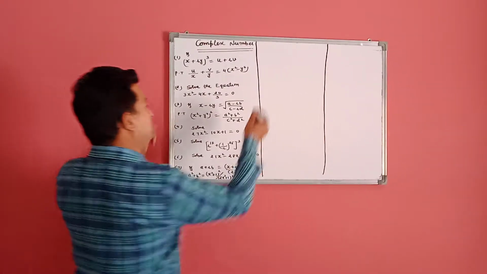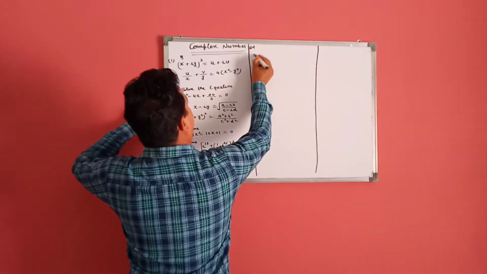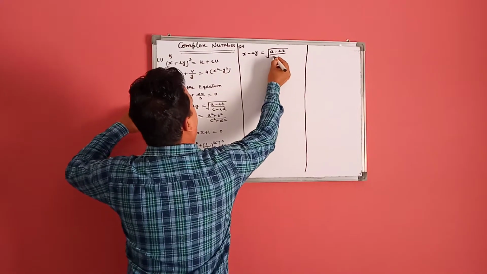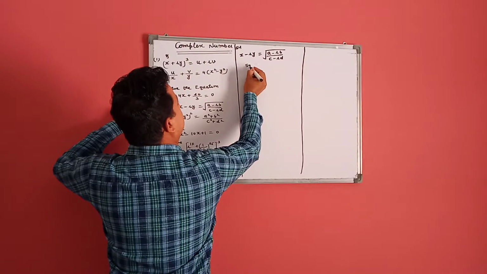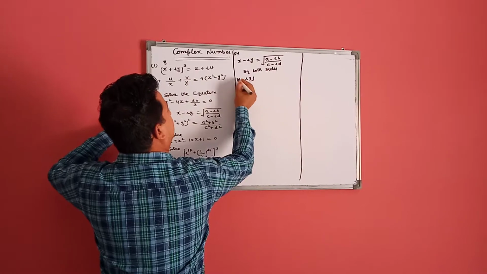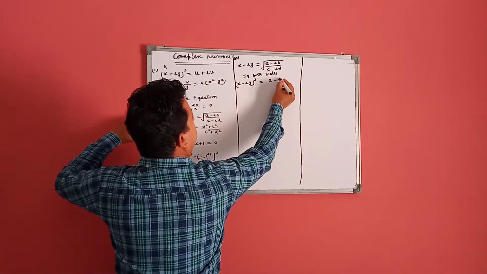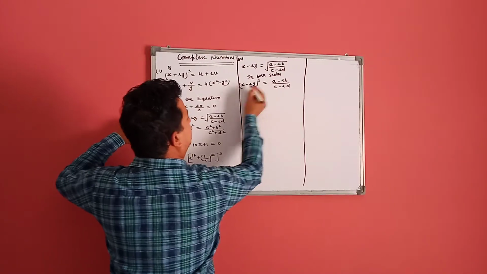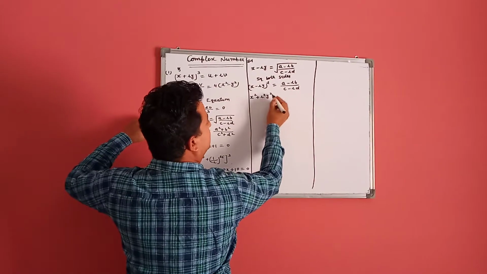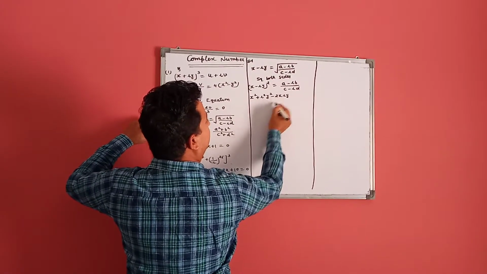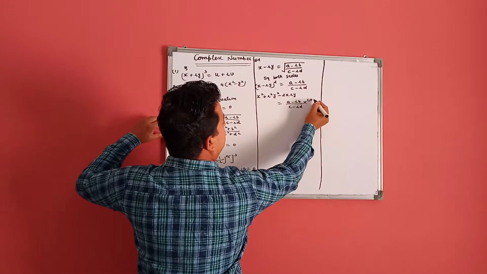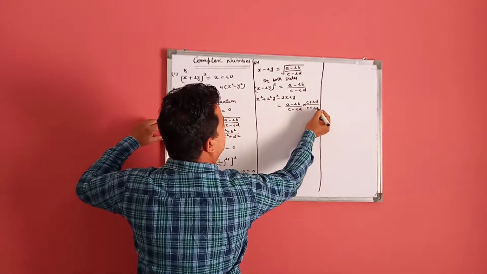In question number 3, the statement is x − iota y = (a − iota b)/(c − iota d). First, squaring both sides: (x − iota y)² = ((a − iota b)/(c − iota d))². In this, the identity is (a − b)², a² + b² − 2ab. In this, a − iota b, c − iota d. Rationalize this equation: multiply by c + iota d, c + iota d.